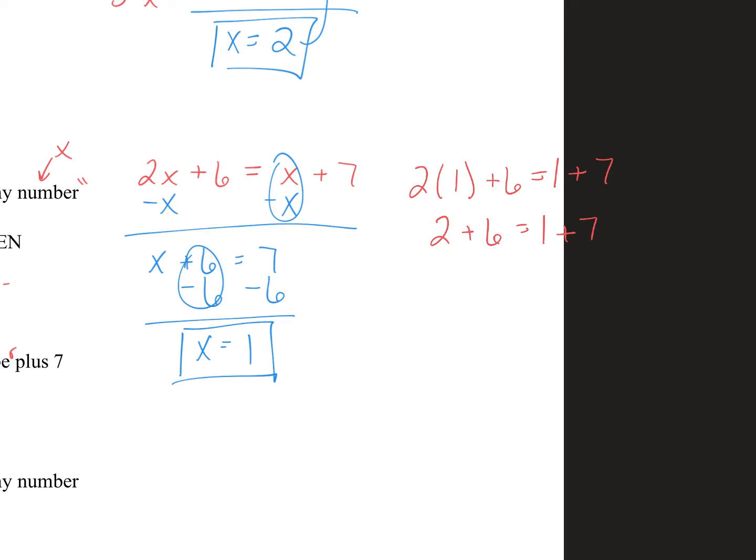So now I have 2 plus x equals 1 plus 7. Or excuse me, 2 plus 6 equals 1 plus 7. 2 plus 6 is 8. And 1 plus 7 is 8. So that checks out. 8 equals 8. So that means that my answer of x equals 1 is correct.